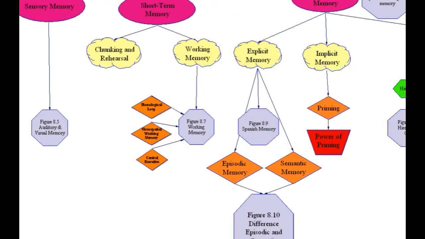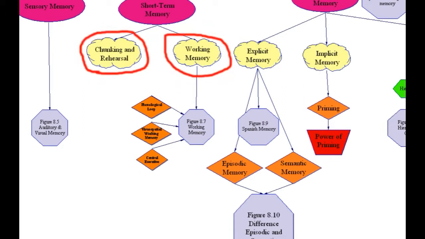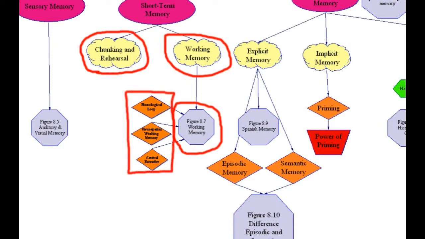As you notice, in sublevel 1 heading of short-term memory, there are 2 sublevel 2 headings that relate to it. Chunking and rehearsal and working memory are both found in the short-term memory section of the text. Also, in working memory, there was a graphic and some key words that will be important to help you remember things in working memory.